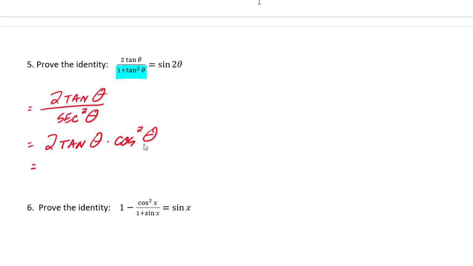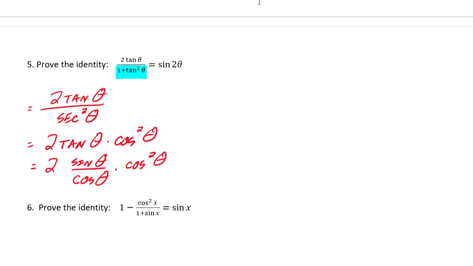So now, since I've created the cosine, I'm going to try and replace the tangent in terms of sines and cosines as well. So if I replace the tangent of theta with what it's equivalent to in terms of sines and cosines, it would be sine of theta over cosine of theta. And that's still multiplying with cosine squared of theta that we've gotten from replacing the secant squared in this step before.